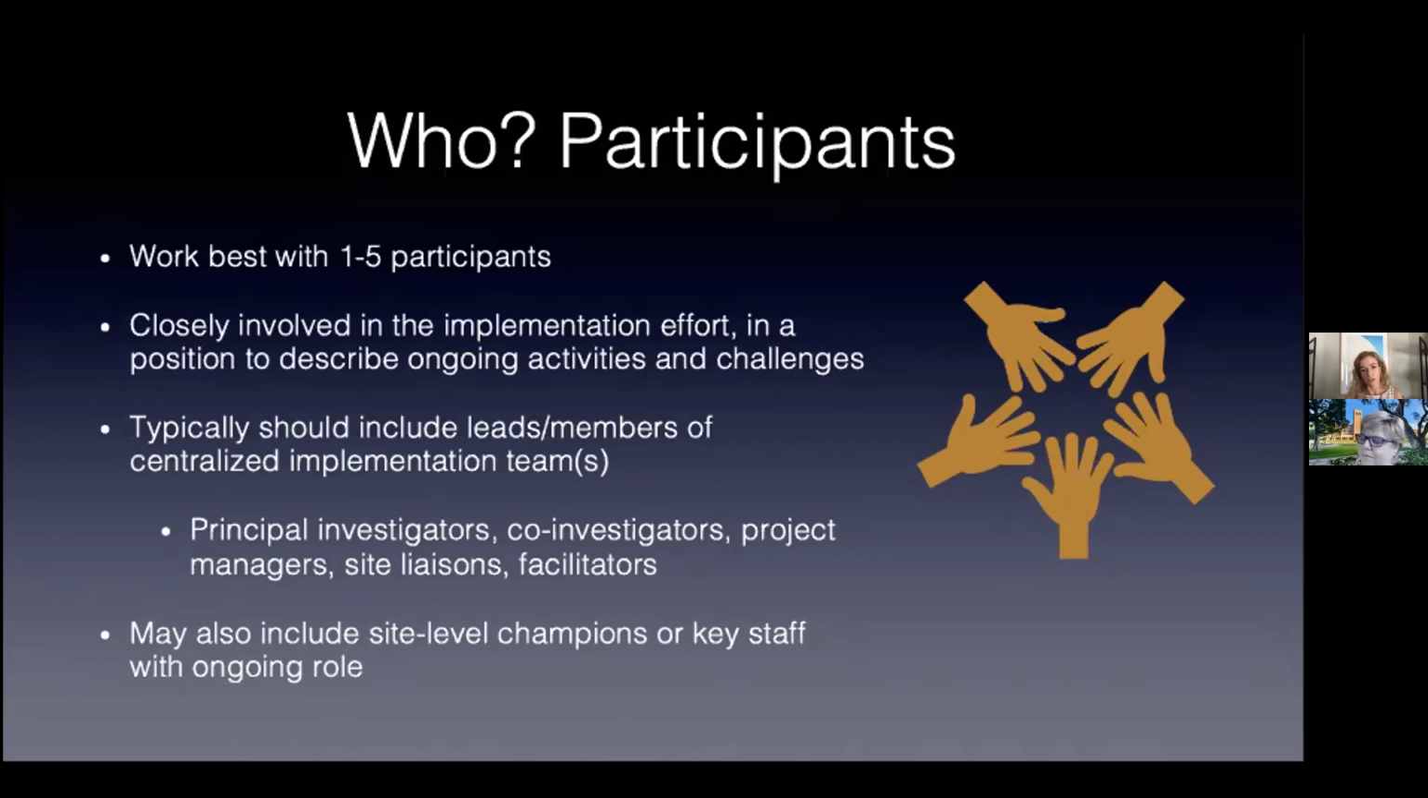It may also, and then next bullet, may also involve some site level champions or key staff, but folks are going to have an ongoing role. Maybe they don't have a role through the whole course of things. Maybe they're really only involved in one phase, but they're going to have enough of a role that contacting them multiple times really does make sense.